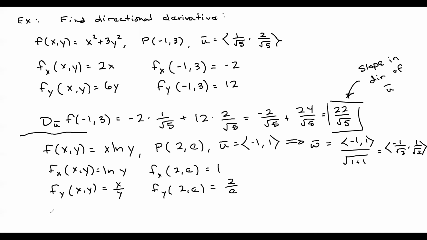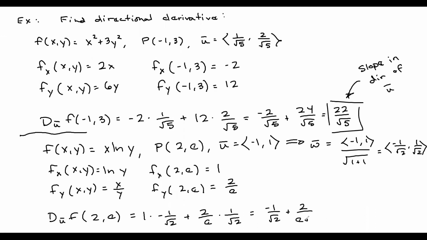And now combining those with our unit vector, we get the derivative in the direction u of f at 2 comma e is going to equal the partial with respect to x, which is 1, times u1, or w1 in this case, from our unit vector, plus the derivative in the y direction, which is 2 over e, times u2, or w2, which is 1 over root 2. And we get negative 1 over root 2 plus 2 over e root 2. So if you multiply by e over e here, you'll get negative e plus 2 over e root 2.